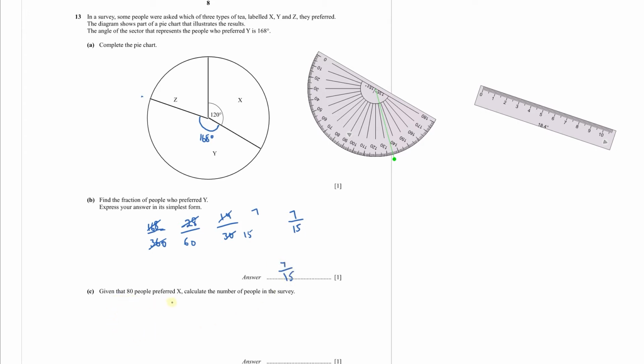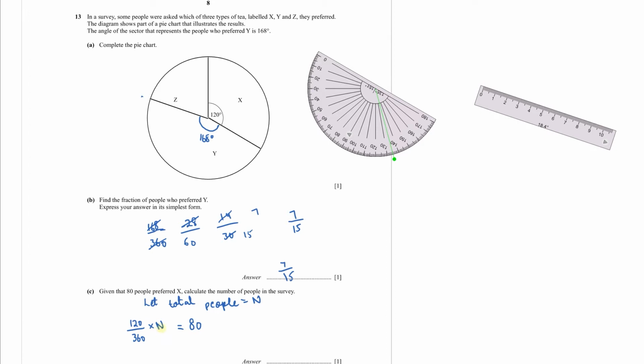Given that 80 people preferred X, calculate the number of people in the survey. So let's say let total people equal N. And we know that the sector representing people who preferred X is 120 degrees. So 120 out of the full 360 degrees, if you take this fraction of N, which is the total number of people, you get 80 because 80 people preferred X. So you're basically taking the fraction of the total people N and equating it to the people who preferred X, which is given as 80 in this part.